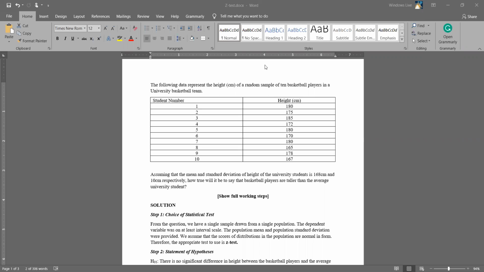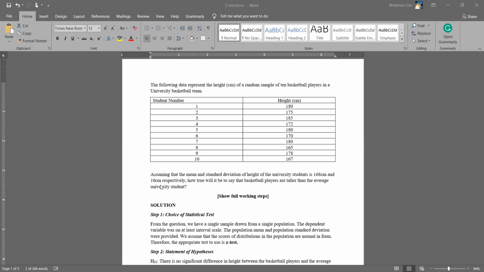Today we'll be discussing how to analyze and interpret z-test. You should know that z-test is a parametric test, and like every parametric test, we are supposed to know the assumptions underlying the z-test.